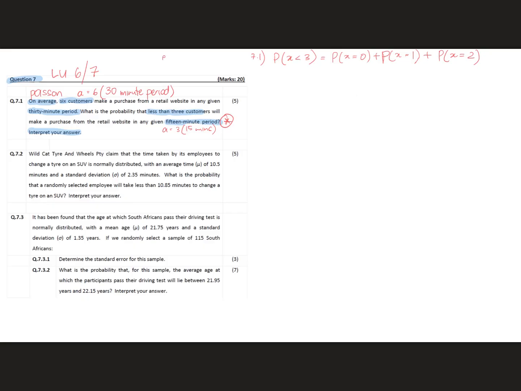So this is for Poisson distribution, e to the power of minus a multiplied by a to the power of x over x factorial. So we're just going to apply this formula 3 times, each time just changing the value of x in the formula so that we can replace it with the 0, get the answer for 1, get the answer for 2, and then just add them up.